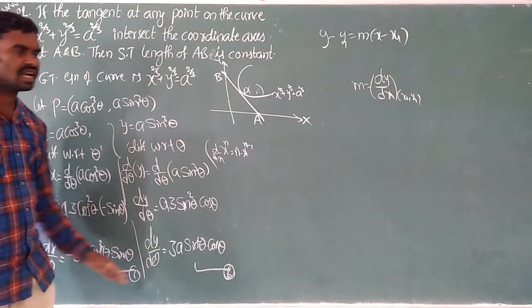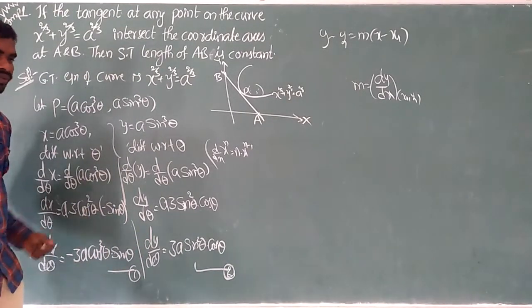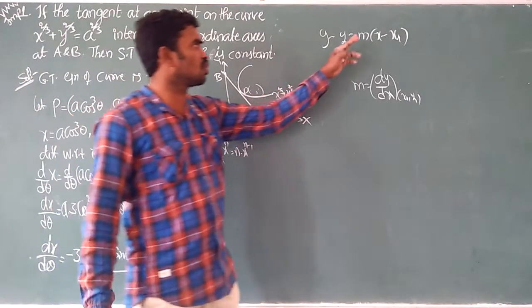So we got equation 1 and equation 2. Then how can we find dy by dx? Why do we have to find dy by dx? We need the slope.